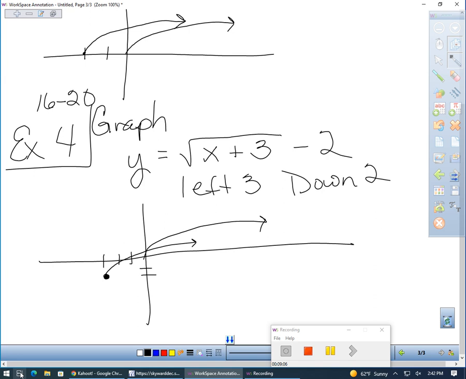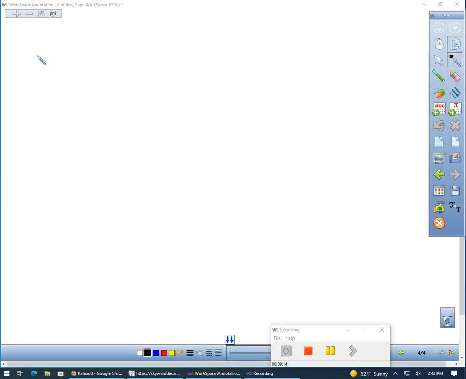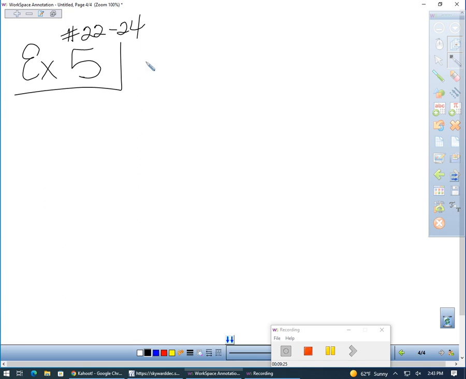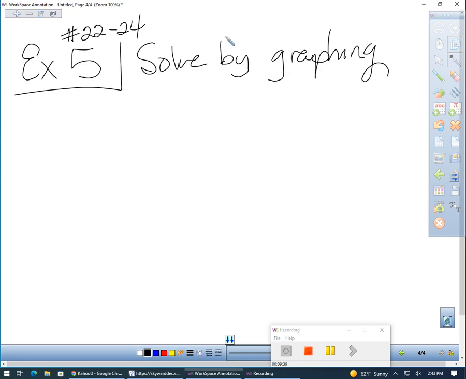Example number 5. On example number 5, this has to do with number 22 and 24. It asks you to solve. Now, it wants you to solve by graphing. I want you to solve normally. So for these two problems, it says solve by graphing. I just want you to solve.